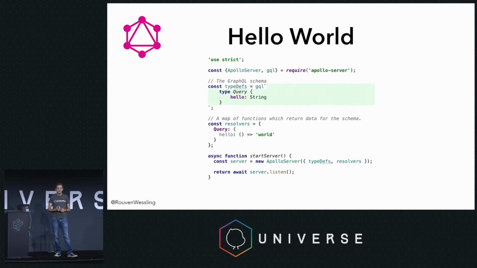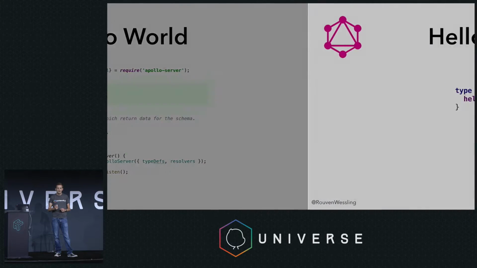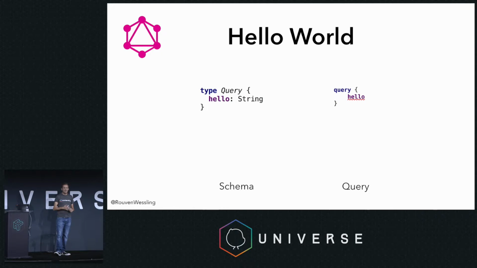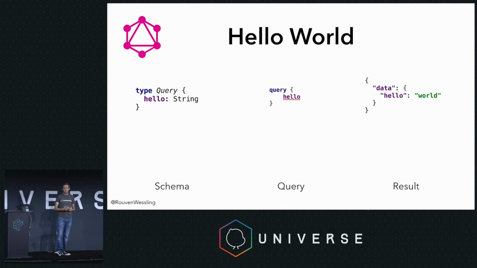And now I simply start Apollo server. And if I access this with a GraphQL client, again, I can see my schema. I can introspect my schema. I have a query that simply queries hello. And I get the word world back, which is a string, so it matches the schema. And again, the result matches exactly the structure of the query. So that's how simple it is to start with a GraphQL API.